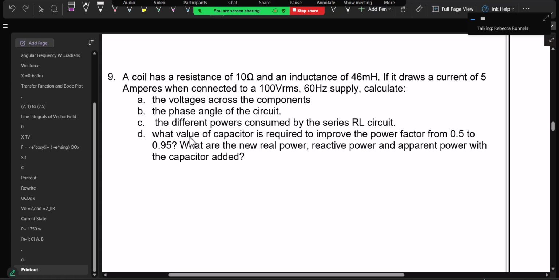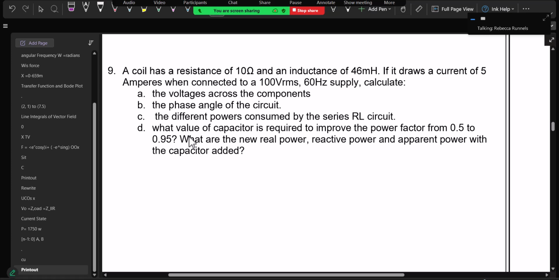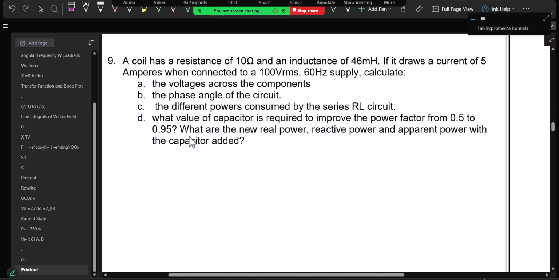Let's see, is this any different? Yeah, because the first part is all the same. So the first part, there's nothing new here, but then we have part D where we're going to add a capacitor.